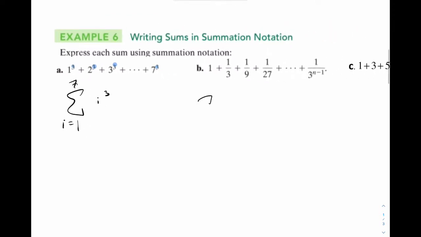B, a little bit harder now. So start by just writing 1. This one, notice how there's a variable at the end. So this thing is your last term. We don't know what it is, so we want to just call it the nth term.